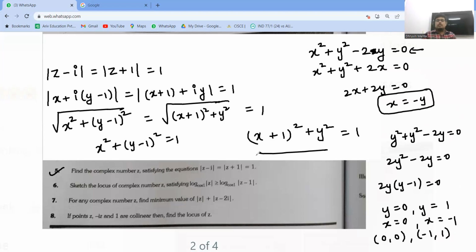Okay, they have asked us for two complex numbers. So one complex number will be 0 plus 0i, which is actually a real number, and the second will be minus 1 plus i. Done? Yeah, done.